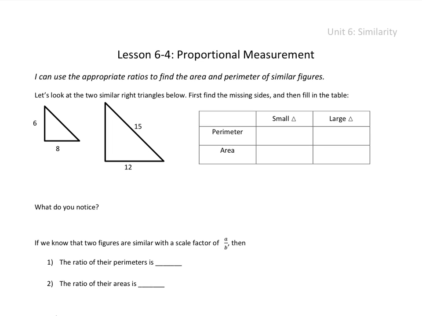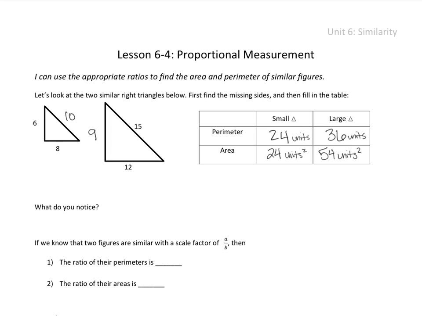What I first want you all to do in this lesson is take a look at the two right triangles here on this page. What I want you to do first is to find the missing sides of both of these triangles by using the Pythagorean theorem. Then once you've done that, I want you to go through and find the perimeter of both triangles and the area of both triangles. So take a moment to do that now, pause the video, and fill it in here in a second. So let's take a look at this now.